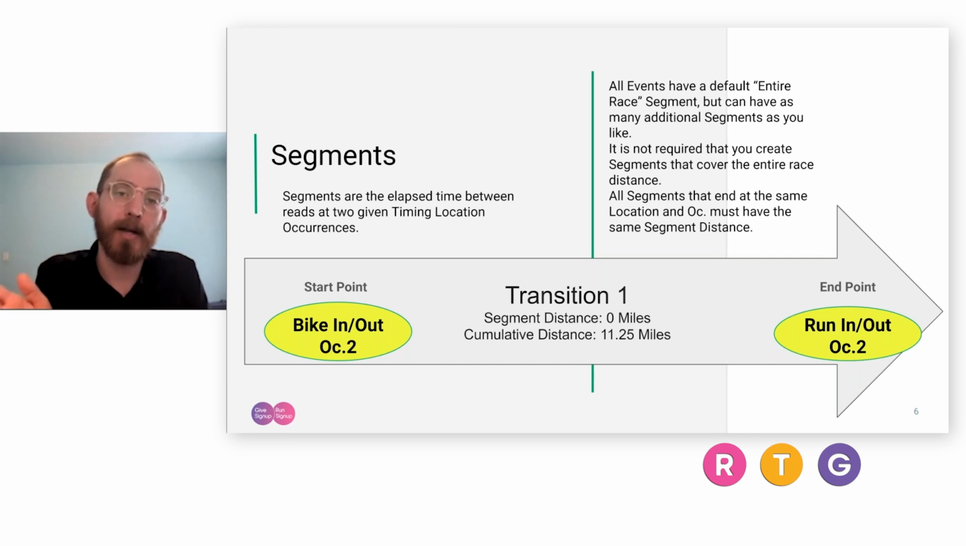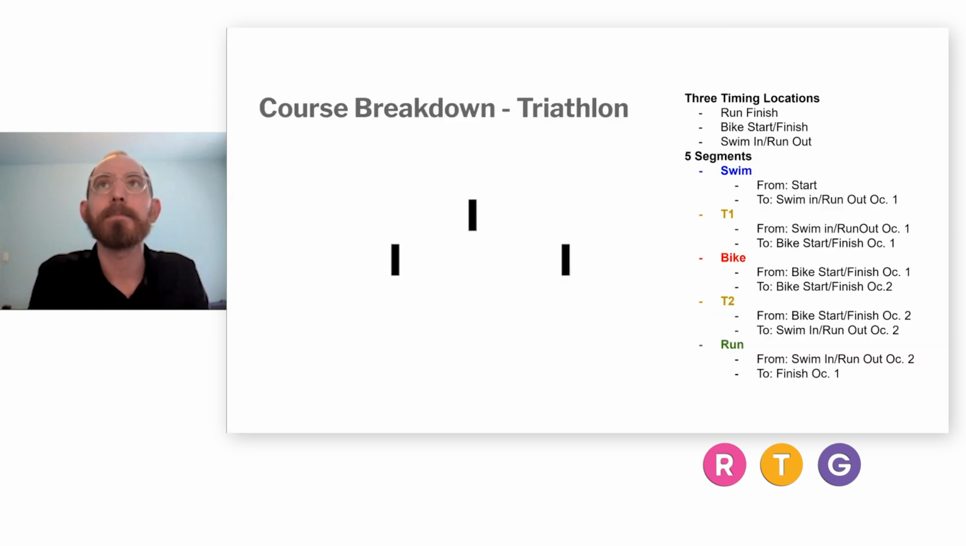So if the whole race is 10.5 miles, you have to make sure that the cumulative distance, the total distance at the very end of your last segment of the race, is the same distance. So if you ever get a warning that says cumulative distance is incorrect or doesn't match your entire race segment, it's probably because your final segment doesn't have the right cumulative distance in it.